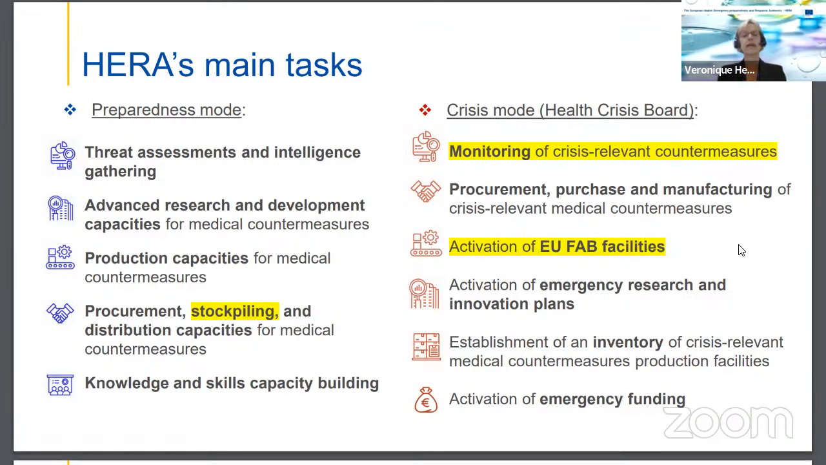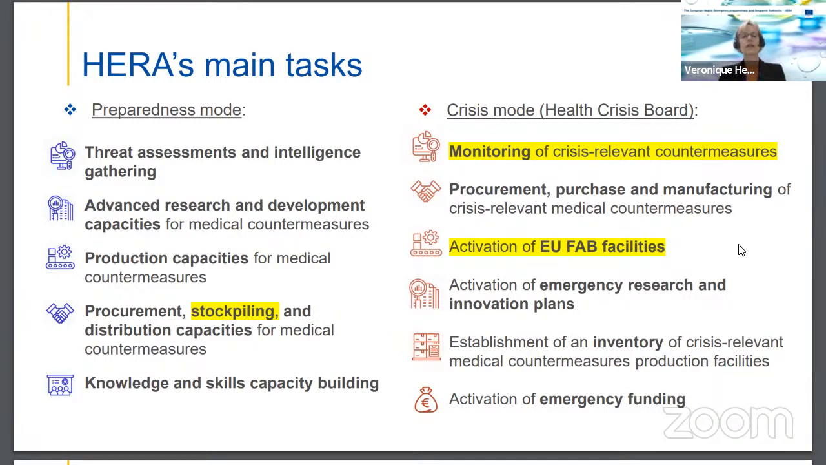Here you see the main tasks, and you see we have two modes, the preparedness mode and the crisis mode. In the crisis mode, the emergency framework regulation is activated, and in crisis mode we have a new governance structure, the Health Crisis Board, which is composed of member states, and where we have to work in very close cooperation for the different actions.